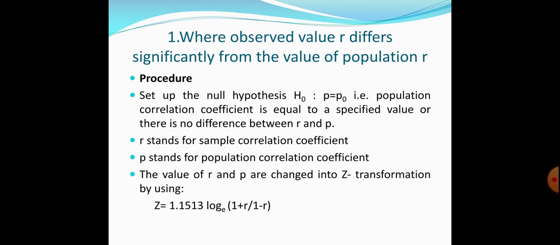Now the first application, or first use of Z, is where the observed value of r differs significantly from the value of population r. Now the procedure: first of all, similarly, we have to set the null hypothesis that rho is equal to rho naught, that means the population value of r is equal to the specified value, that is, the population correlation coefficient is equal to the specified value, and there is no difference between r and rho, where r stands for the sample correlation coefficient and rho stands for the population correlation coefficient. The values of r and rho are changed into Z transformation by using this formula.